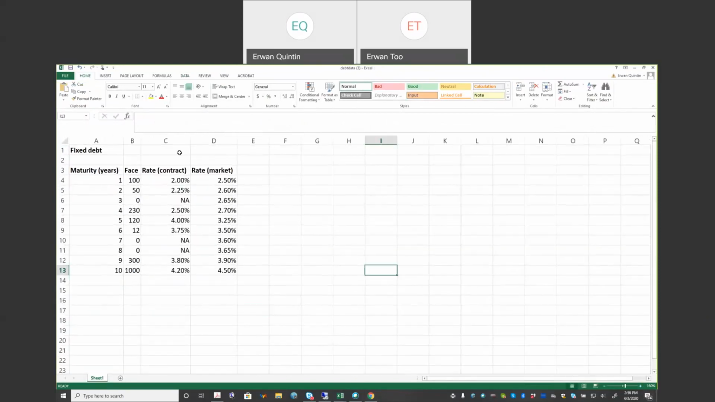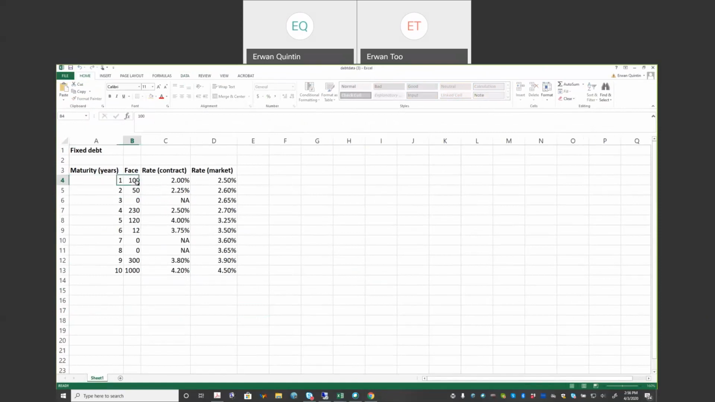And so what do we have here? So this is example data of what I may find if I look at a particular corporation. So here we're looking at a corporation that has debt that is going to come due in one of 10 possible maturities.